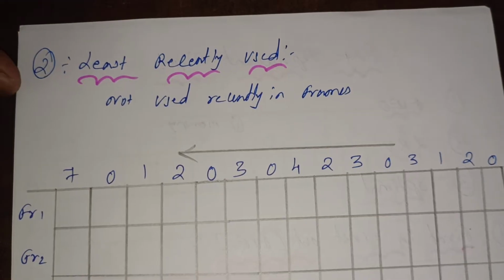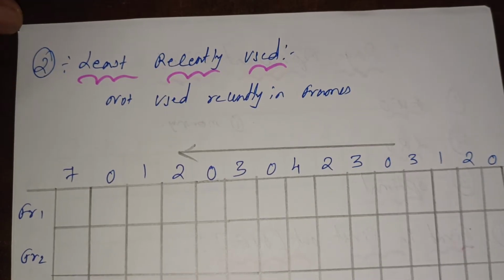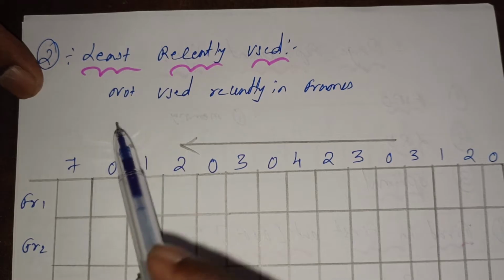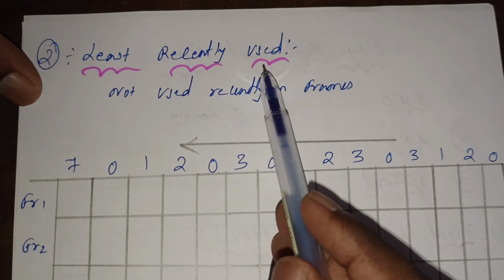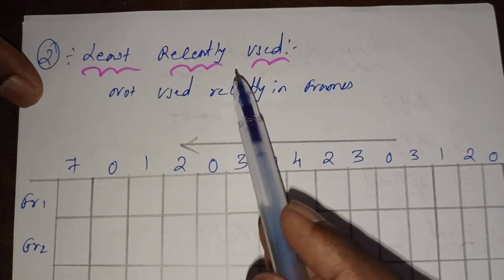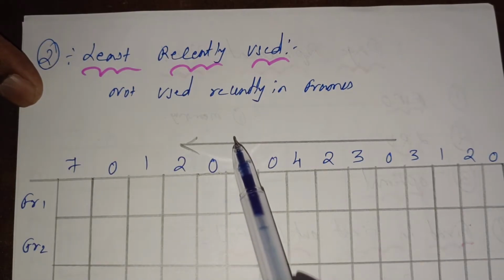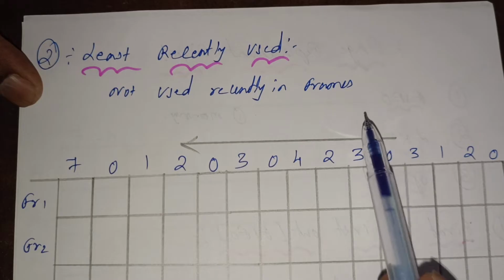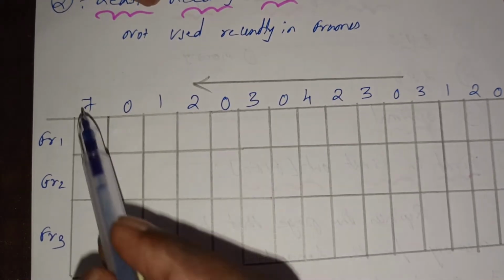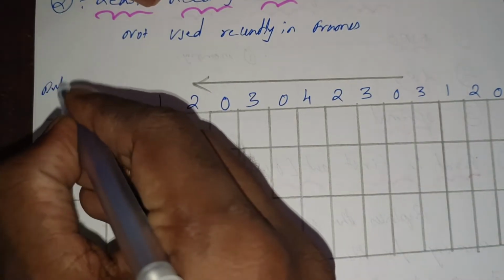It is a continuation of the topic, that is, page fault algorithms. This is the second algorithm, called least recently used, right? Let me tell you in one sentence what the least recently used algorithm is. In the least recently used page replacement algorithm, the page that is replaced is the one that has not been used recently in the frames, right?